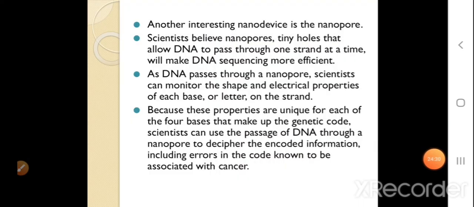As DNA passes through a nanopore, scientists can monitor the shape and the electrical properties of each base on the strand. Because these properties are unique for each of the four bases that can make up the genetic code, scientists can use the passage of DNA through a nanopore to decipher the encoded information, including the errors in the code known to be associated with cancer.